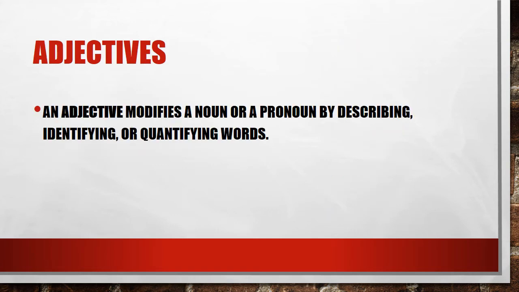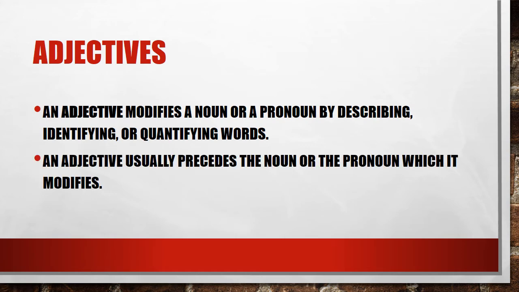Adjectives. An adjective modifies a noun or a pronoun by describing, identifying, or quantifying words. An adjective usually precedes the noun or the pronoun which it modifies. Now, that is not always the case. Sometimes you could say, that alley is dark. And we can see that dark is modifying alley, but it comes after.